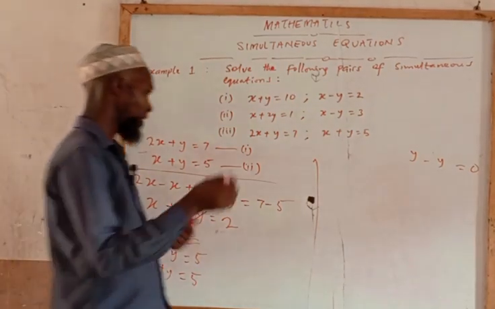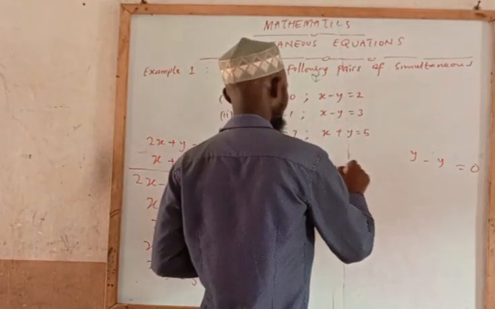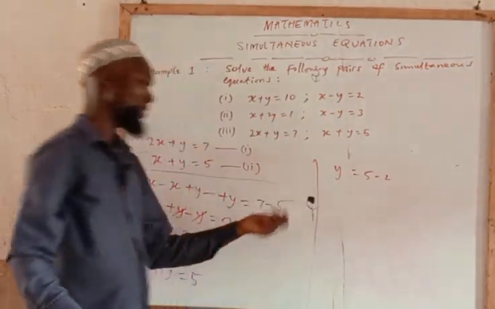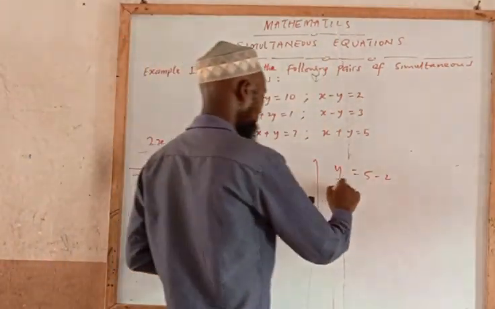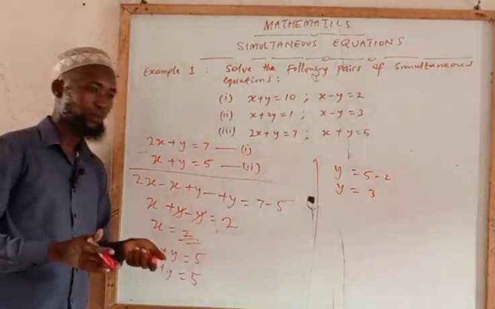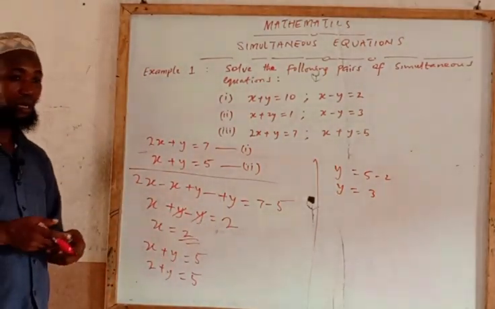And 2 plus y is 5 simply means I can say y is 5 minus 2. So 5 minus 2 there gives 3. So it shows y is equal to 3. So that means I'm done with the third example.